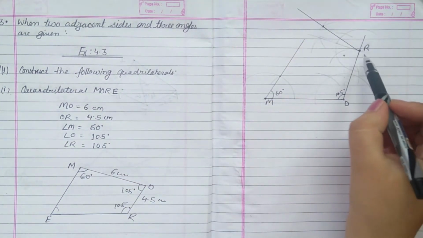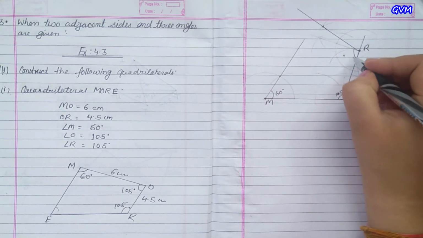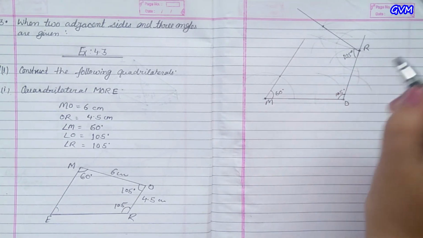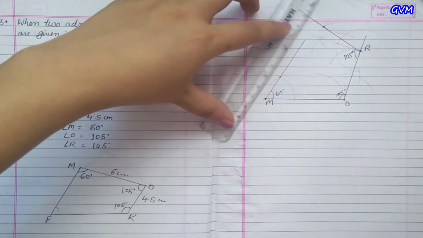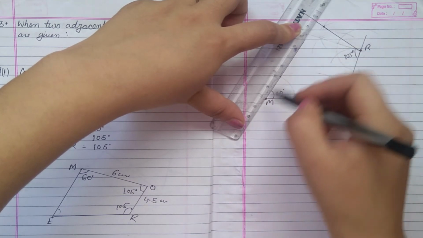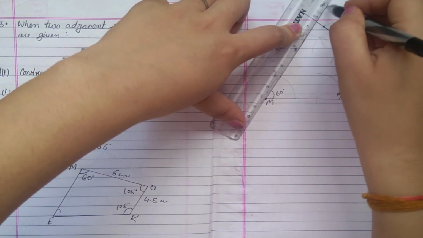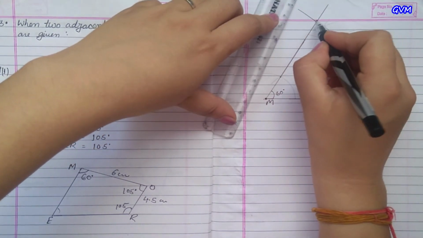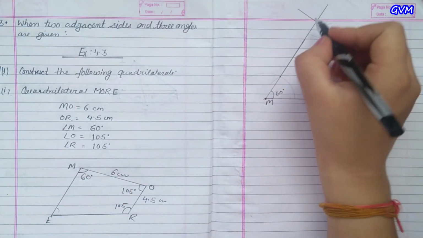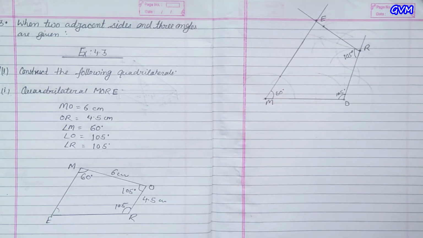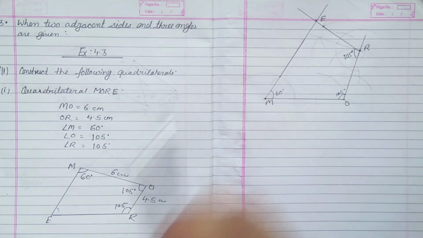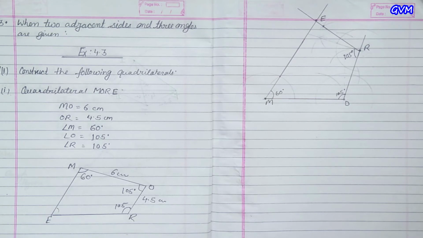Now this is a 105 degree angle. Okay, now we can see that there is no meeting point here, so we will make this line a little longer so that it will intersect the line here. Okay, now the intersecting point of these 2 lines is E. So we have our quadrilateral MORE here. Okay, so this is the required quadrilateral.